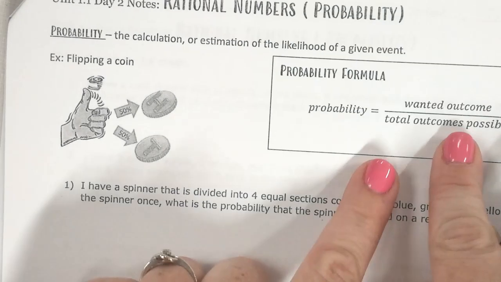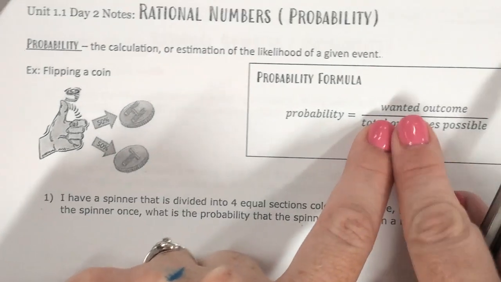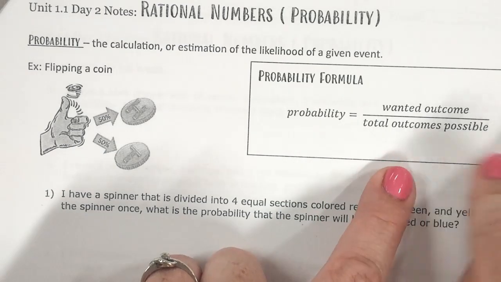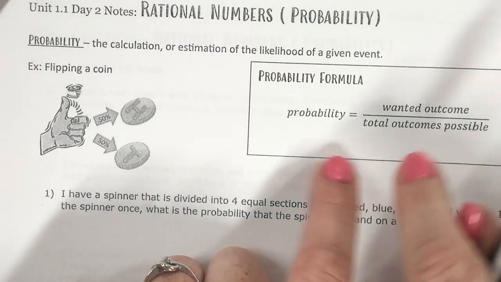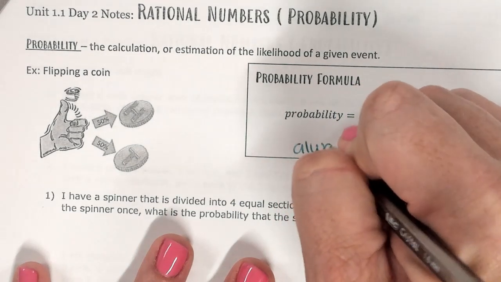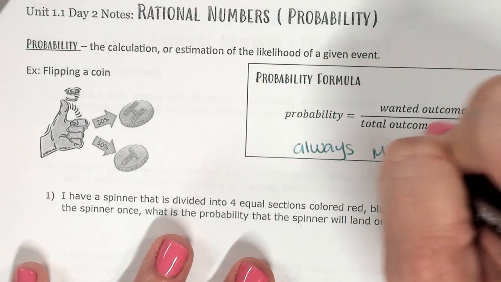So the probability formula is what you want: your wanted outcome over your total possible outcomes, or total outcomes possible. Okay, that's what that is. Now, if you have multiple things, you're always going to multiply. Always multiply.